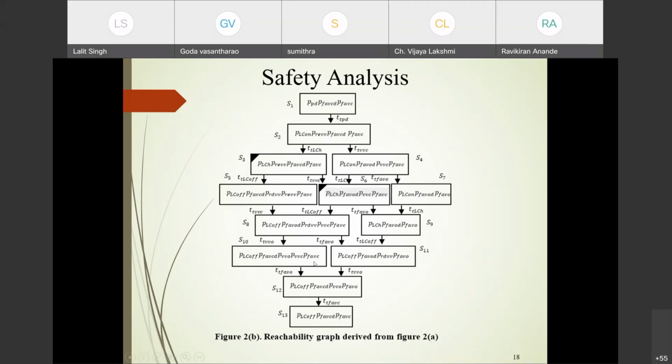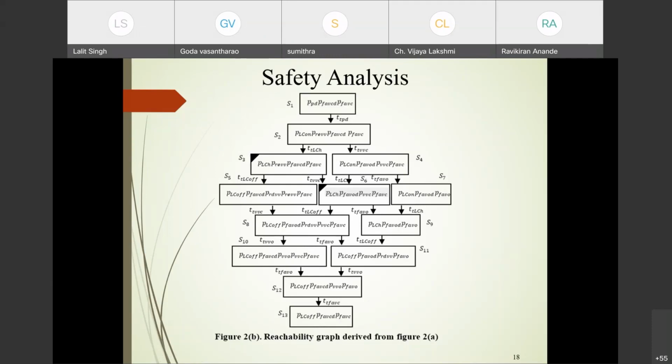Now let us see how we can deal with this state. First, let us try to understand how to address S3. If you see, S3 is originating from the S2 state. And if you go back to S2, there are 2 states originating from S2, that is S3 and S4, from the firing of 2 different transitions, that is TLCH and TBVC. And hence one transition is leading to the risky state, and one is reaching the safe state.